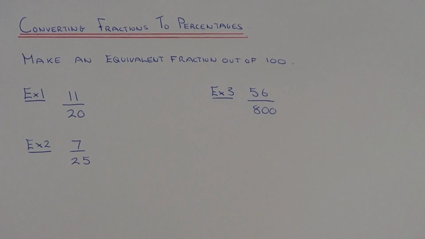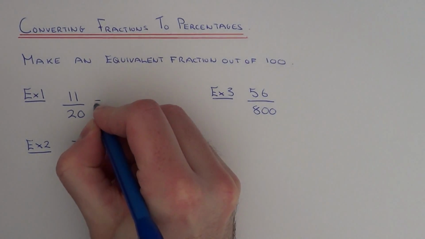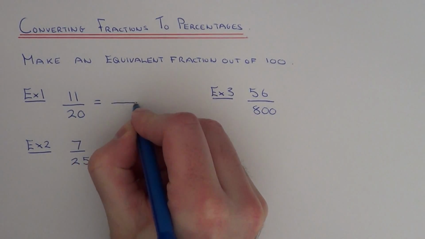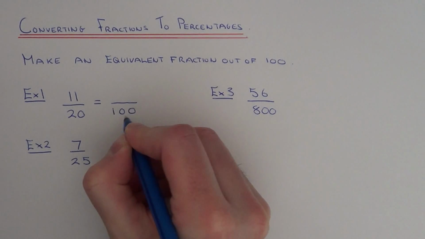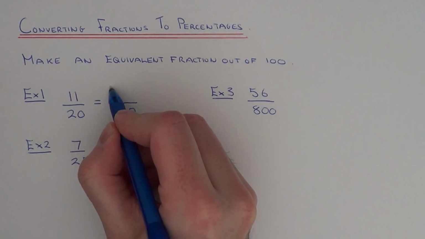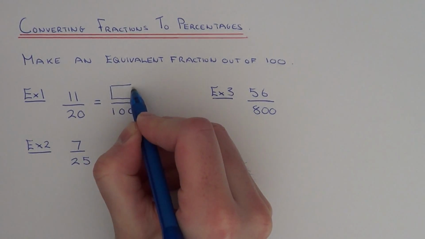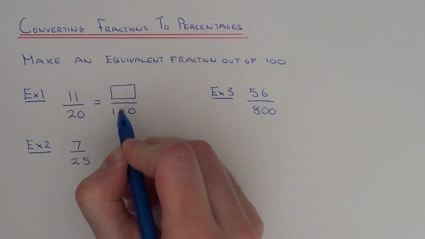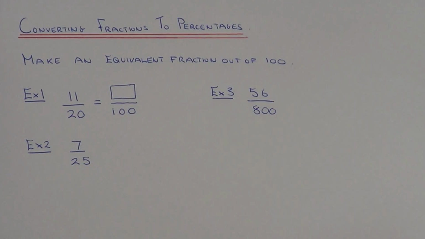A fraction can be converted to a percentage by making an equivalent fraction out of 100. So let's take a look at these three examples which we have here. In example 1 we've got to change 11/20ths to a percentage. So what we're going to do is make an equivalent fraction with 100 on the denominator, and all we have to do next is figure out what goes on the numerator of our equivalent fraction.